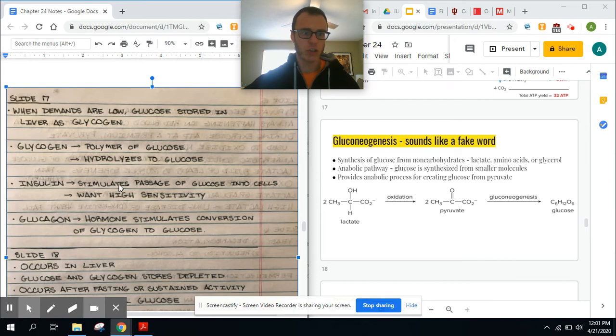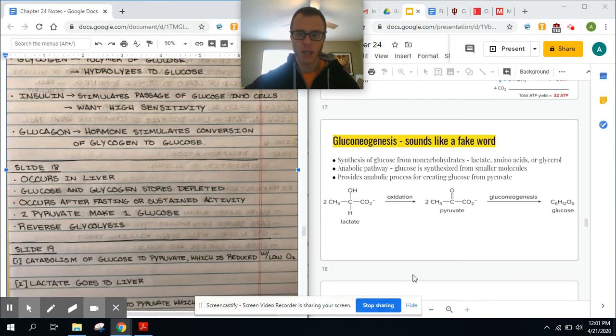Now, gluconeogenesis, this is a little bit different. This is where we make glucose from non-carbohydrates, like lactate, amino acids, or glycerols. It happens in the liver like everything. Glucose and glycogen stores are depleted, so we don't have any glucose or glycogen in the system. This occurs after fasting or sustained activity. What we're doing is gluconeogenesis. We are actually making glucose from other stuff.